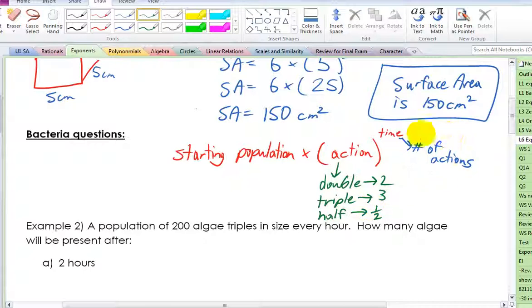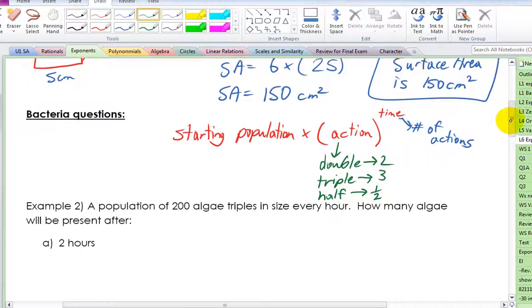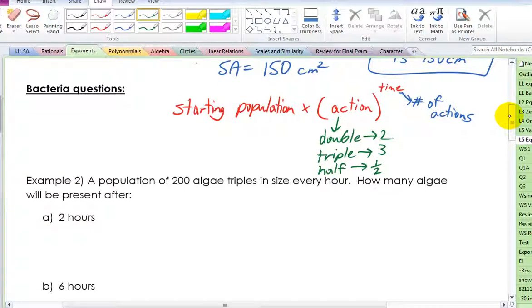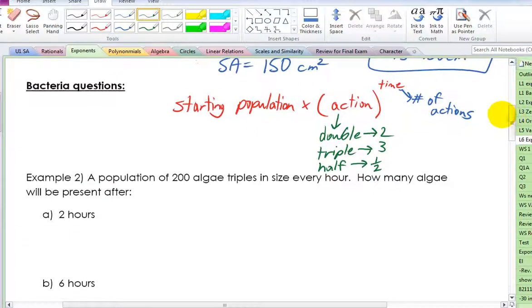Now, the number of actions is how many times is it half? How many times is it double? Often that'll be our time, but in grade 10 we look at fractions. Because I might say it doubles every 3 months, and 9 months occurred. Oh, 9, 3, that means 3, 3, 3. It would have happened 3 times, okay? Not 9 times. So you gotta be careful with that. Okay, most of you guys, we're not gonna look at half, it'll be triple and double.